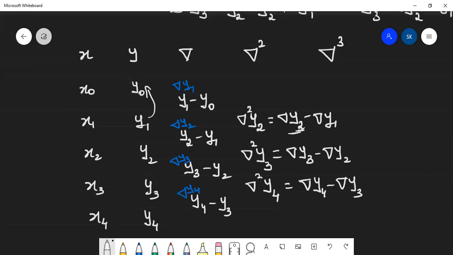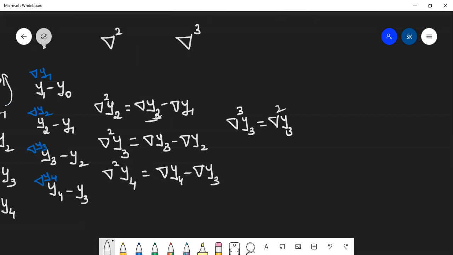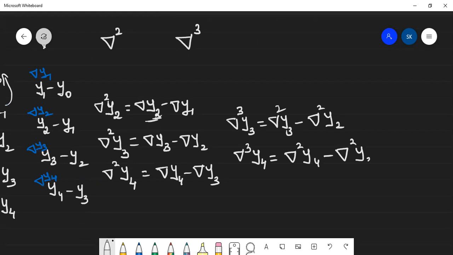What will be your third differences? It is backward delta cube y3 equal to backward delta square y3 minus backward delta square y2. Then here you'll get backward delta cube y4. This is backward delta square y4 minus backward delta square y3. This minus this. Delta square y3 minus delta square y2. This is your third backward differences. Fine.